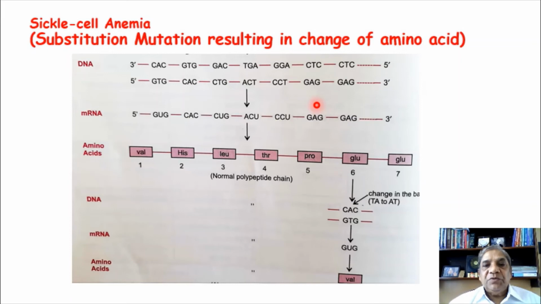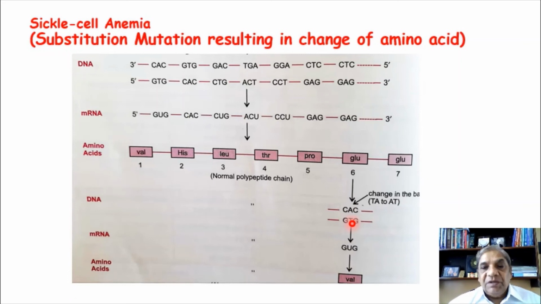But suppose a change has taken place here, that means in the DNA, instead of the nitrogenous base pair TA, this is then replaced by AT. So in the DNA itself, the change has taken place. Instead of TA on the sixth position, this is now AT. That is, the base pair has changed. Out of the three base pairs of a code, only one base pair has changed. That's why it is called point mutation.